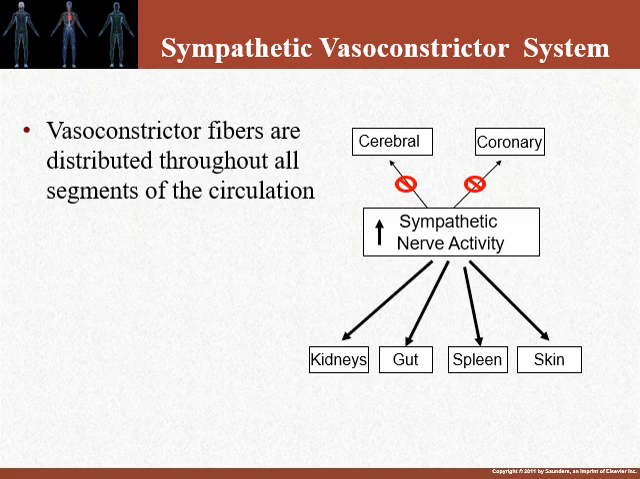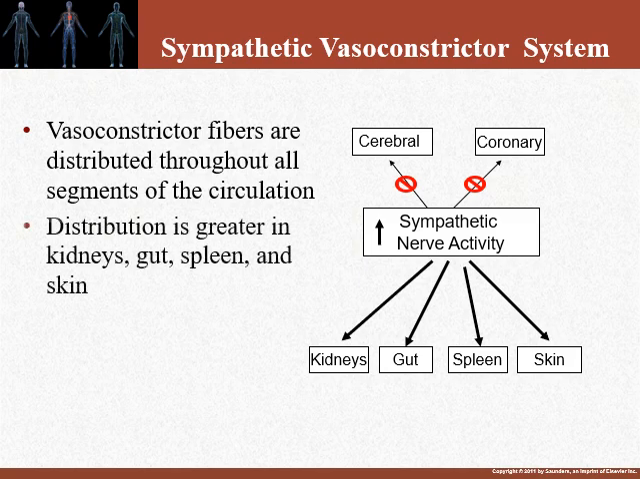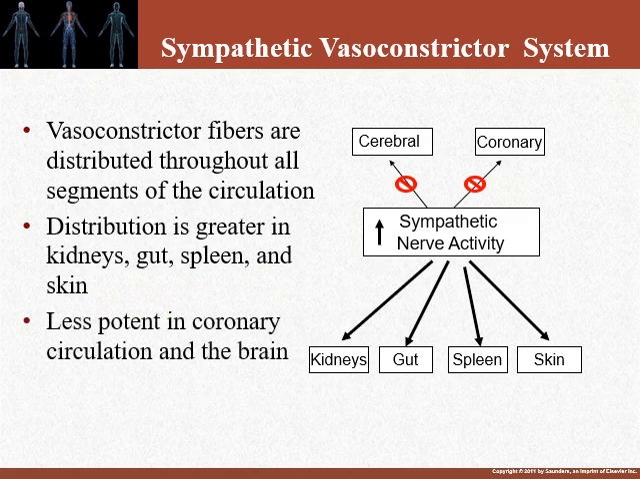Now, also the vasoconstrictor fibers are distributed throughout all the circulatory system, but the distribution is greater for certain organs, such as the kidneys, the gut, spleen, and the skin. However, there is a less potent distribution and less potent control over the coronary circulation that blood supplies the heart, and also the cerebral circulation or the brain. There is less potent control by the sympathetic vasoconstrictor system.